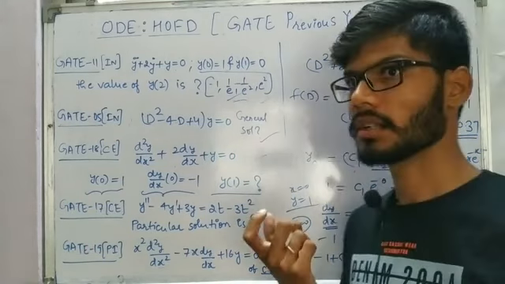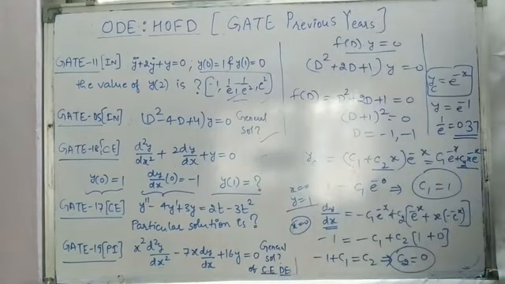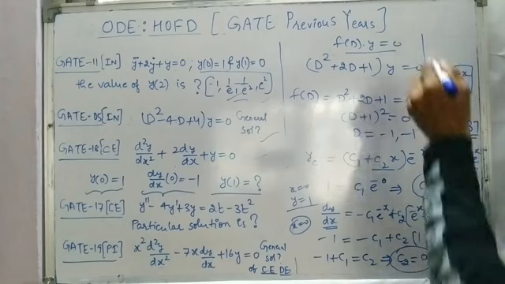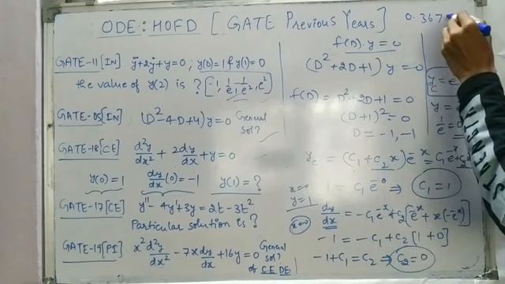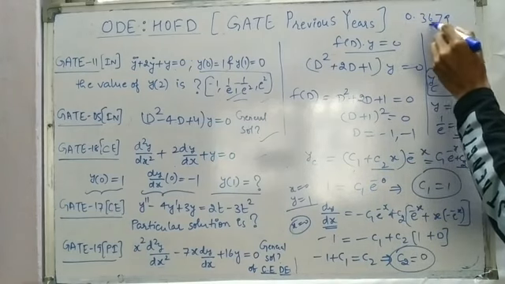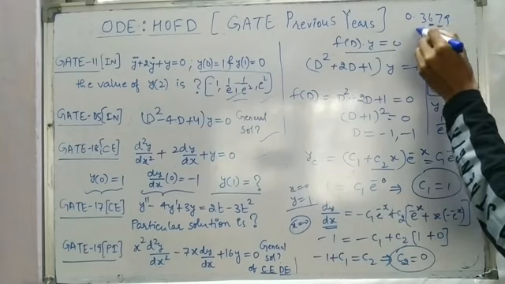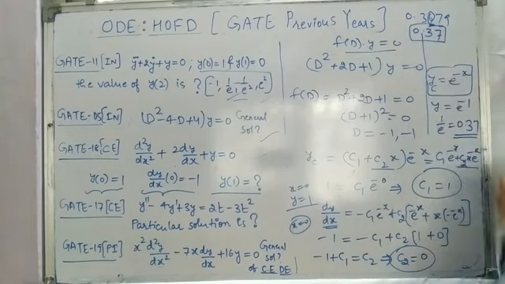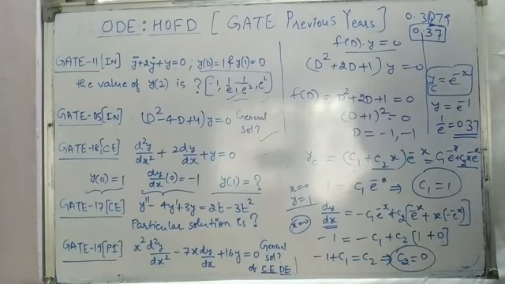so the answer will be 0.37, because 1 by e is something like 0.3679. But we have been asked to write the answer up to 2 decimals. So if it is 0.3679, up to 2 decimals we wish to write, and if the third decimal is greater than 5, we have to round off the second decimal and increase the 6 by 1. So we'll have to write the answer as 0.37.